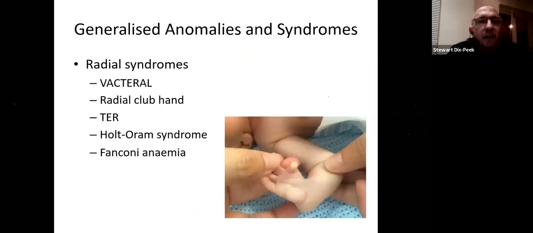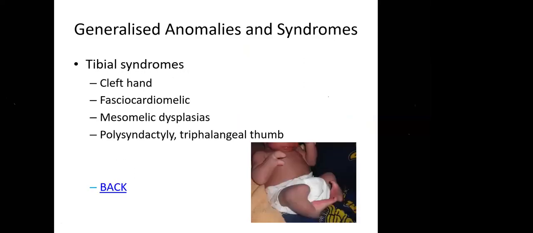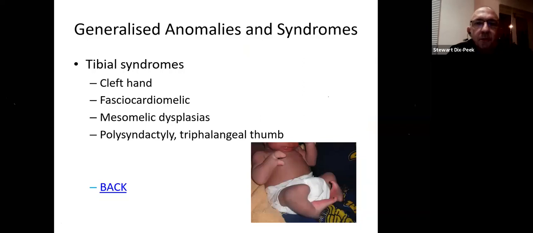Radial we've dealt with: VACTERL, radial compound, Holt-Oram, Fanconi's, we've got all of those. Are you happy with this small baby, radial deficiency and the absent thumb? Yes, boss. Cool. Your tibial syndromes, okay, got all of that. So that was where that group ended. And I need to stress this: the background information is important, but the actual detail, I don't think, for our purposes is important here.